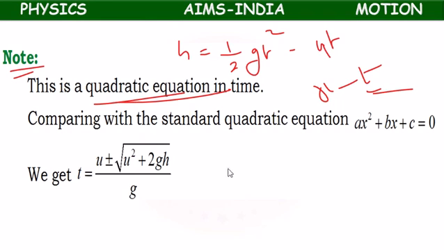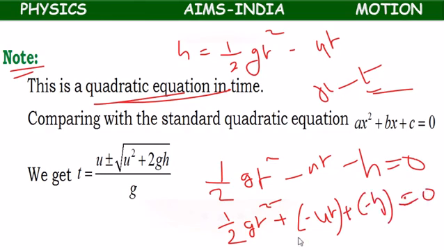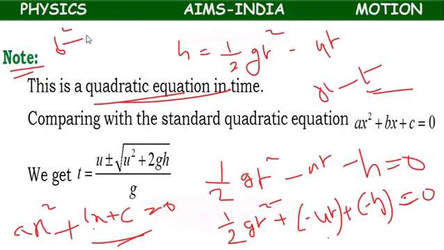It's a quadratic equation in time, or we can write it as half gt square minus ut, this h will come this side, minus h equal to 0, or half gt square plus of minus ut plus of minus h equal to 0, where it is in the form of ax square plus bx plus c equals 0, whose roots, x value, here x means t, x value is minus b plus or minus root of b square minus 4ac by 2a, quadratic equation formula.